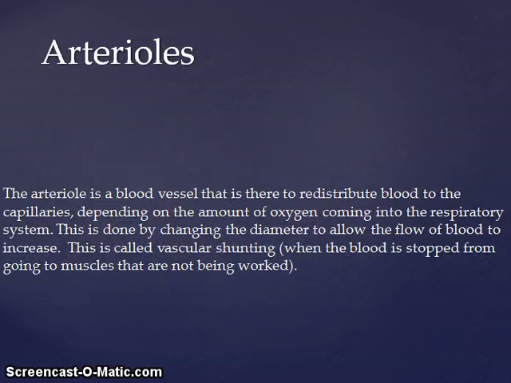Going on to blood vessels now. The arteriole is a blood vessel that is there to redistribute blood to the capillaries. So from the arteriole it will go into the capillaries. Depending on the amount of oxygen coming into the respiratory system, this is done by changing the diameter to allow the blood flow to increase, also known as vasodilation.